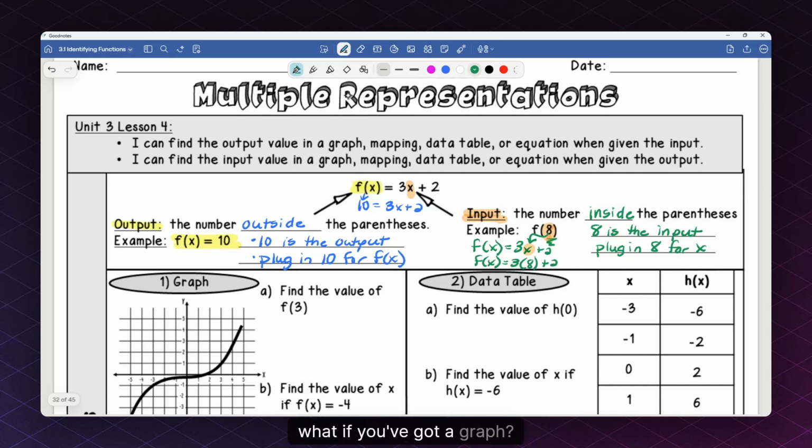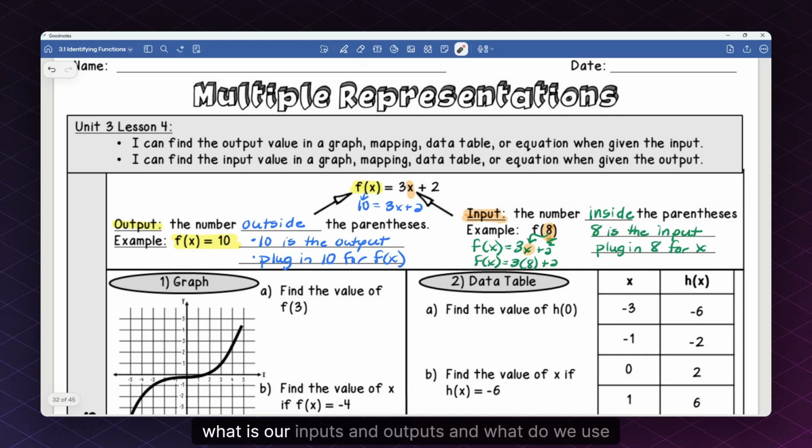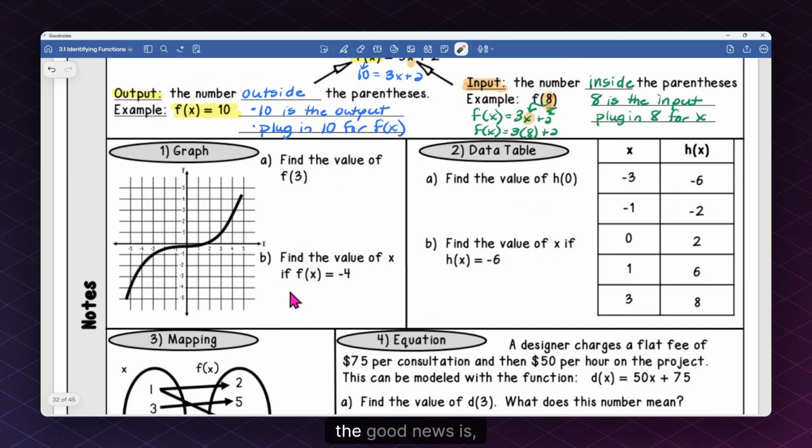What if you've got a graph? Well, we need to think about what this means when we've got this graph format. If we're given this, what are our inputs and outputs, and what do we use when it looks all foreign to us? Well, the good news is that you have this knowledge from equations before. We've just fancied it up a little bit with function notation.